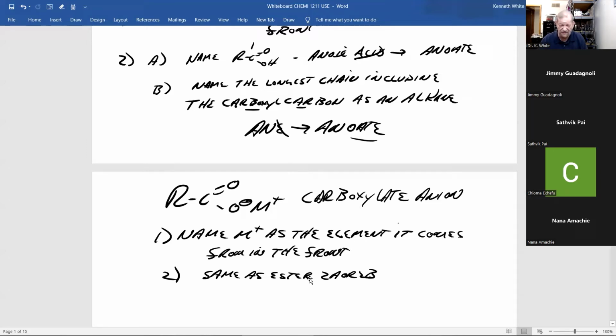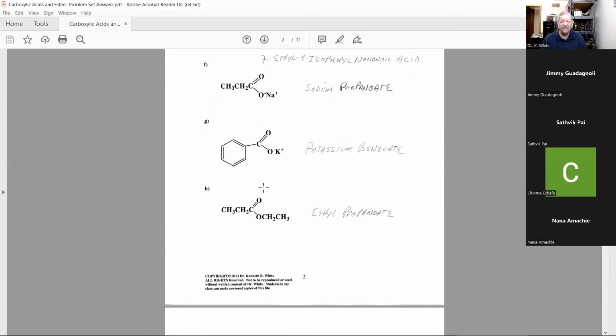And let's take a look. If we look at F, Na comes from sodium, you should know that. And the longest chain, 3 carbons, propane. Since this is a carboxylate anion, like an ester, you drop the E, add OATE.